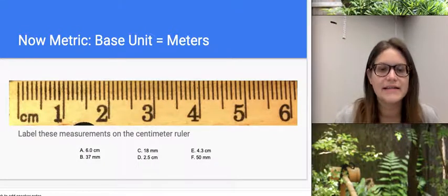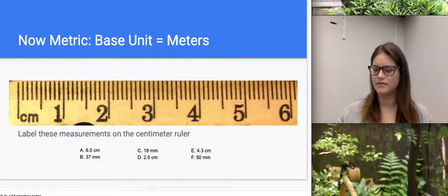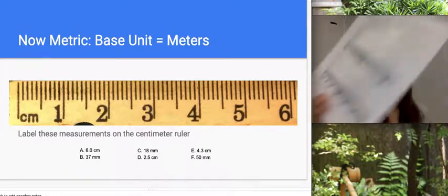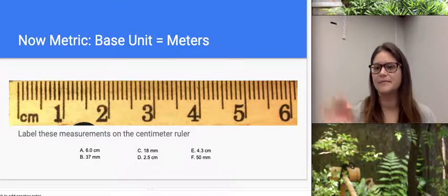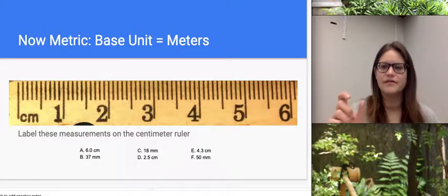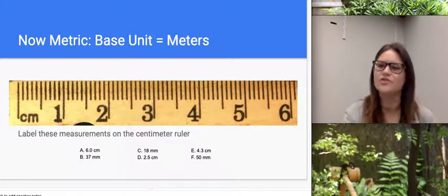Now, let's go ahead and label these measurements on this ruler, down towards the bottom. Again, just label A, B, C, D. You don't have to label the actual whole written measurement because then it'll get too crowded in there.